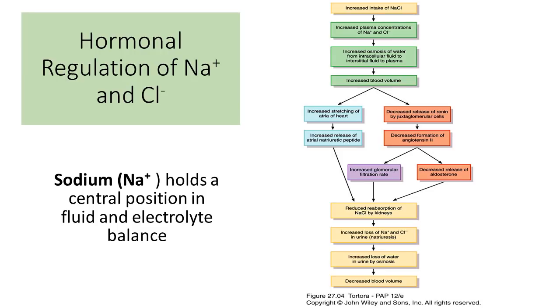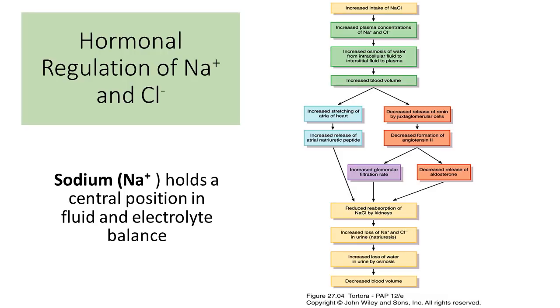If we look at the hormonal regulation of sodium and chloride in the body, we start at the top here. We see that if we have an increased intake of sodium and chloride, so if we're consuming salt, that's going to increase the plasma concentration of sodium and chloride ions. And by osmosis, water is going to be attracted to that sodium and chloride in our blood.